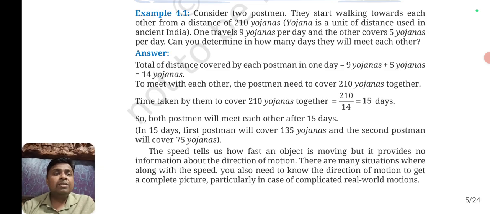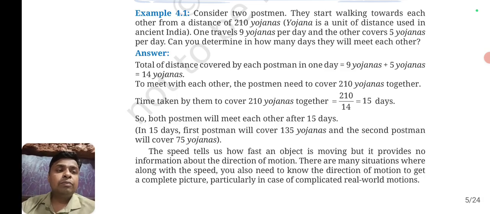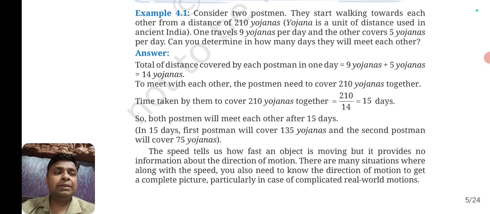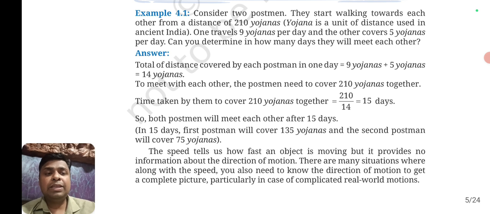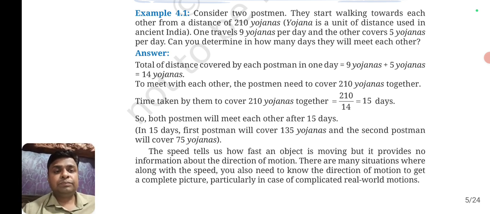So here they are given the answer: 9 plus 5, 14. To meet each other they need to cover 210 yojan together. So it will take 15 days. What they did, they added the number of yojans in one day and divided 210 by it. You get 15. So both postmen meet each other after 15 days, that is the answer.